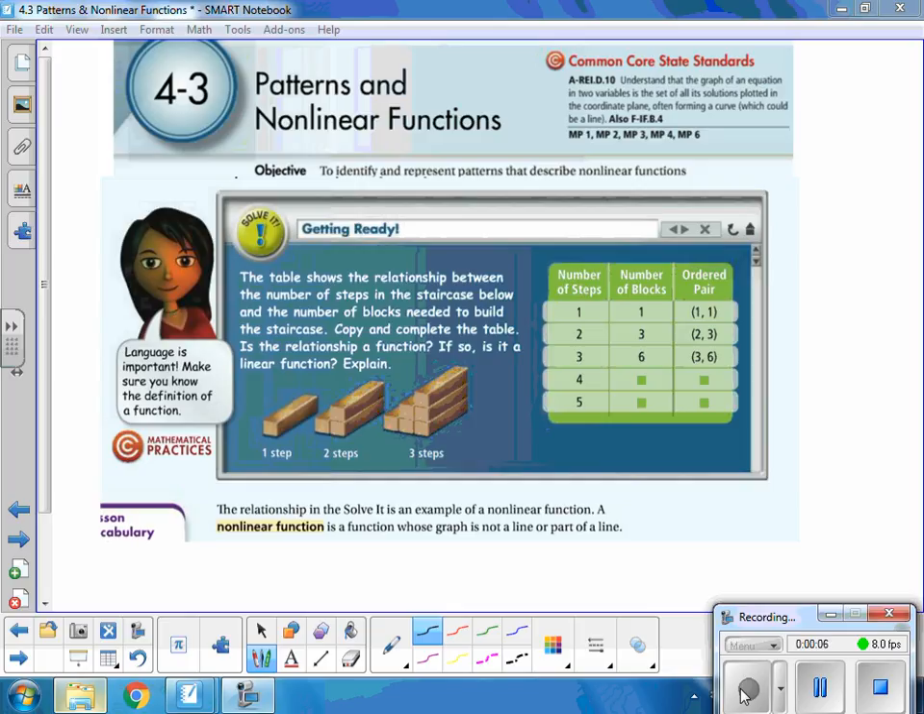Hey, while you're here, let's go ahead and talk about patterns and nonlinear functions. So our main objective for right now is to identify and represent patterns. We're looking for these patterns that describe a nonlinear function. These are still functions, but there's something about them that makes them nonlinear.